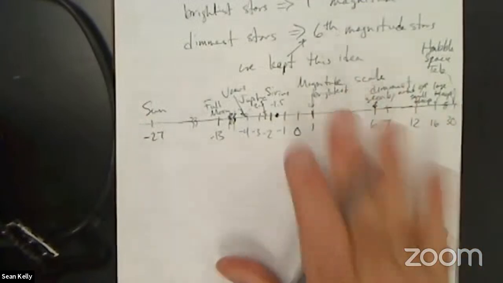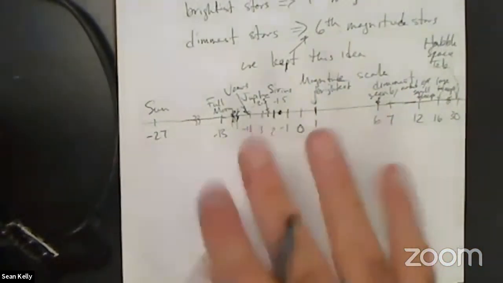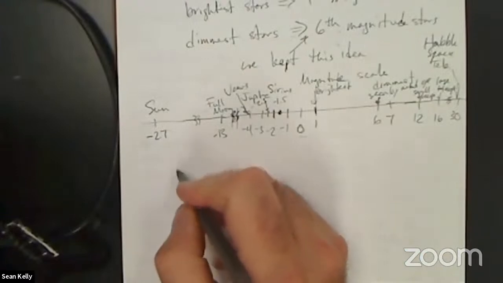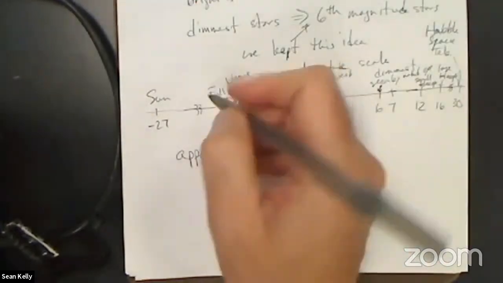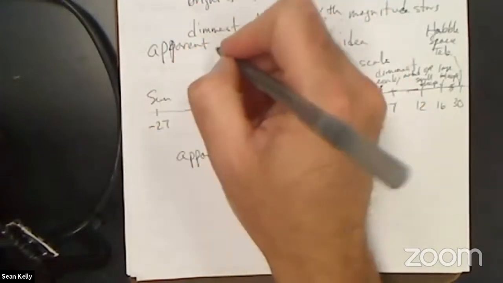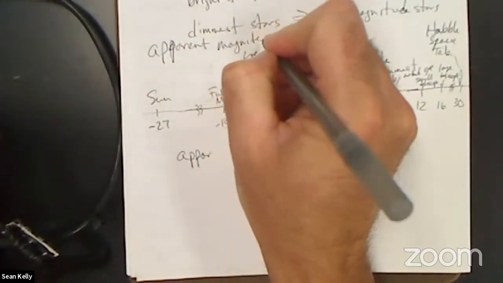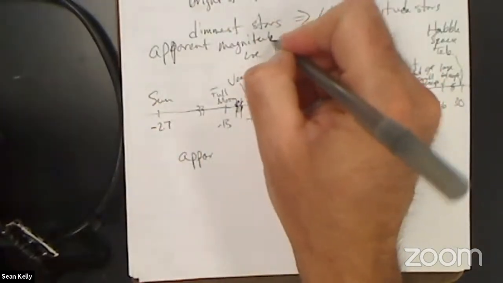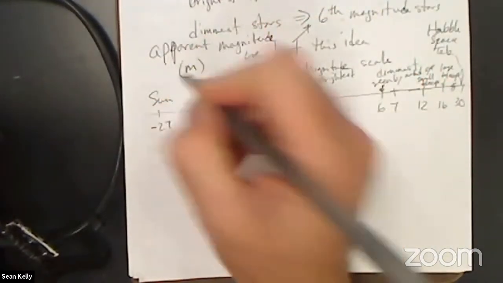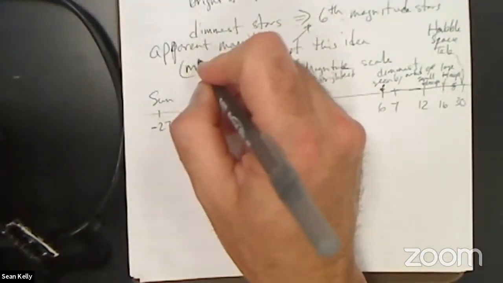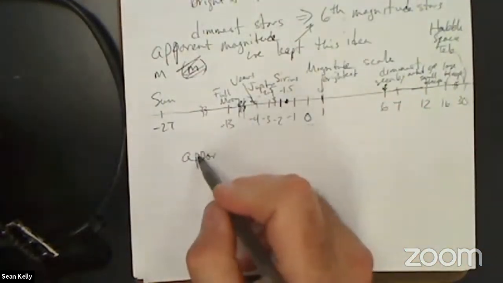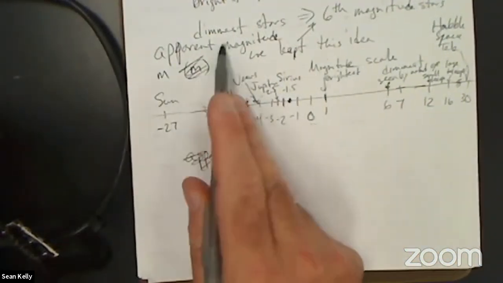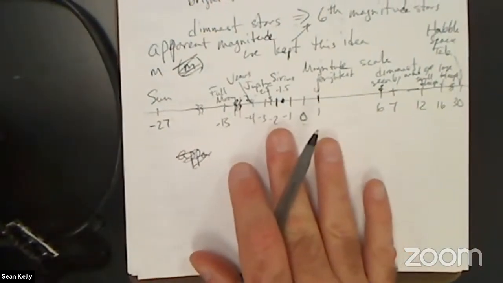Okay, so now there's a second little piece of this, and I'm going to go ahead and tell you about it. I'm going to write the definition of two words for you. One is called the apparent magnitude. I should have told you that. The apparent magnitude is what we're talking about right now. We use a letter, little m. There are no units, right? The apparent magnitude is how bright something appears from Earth, from our point of view on Earth.